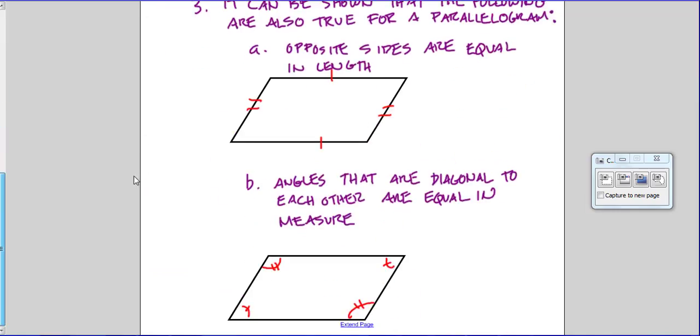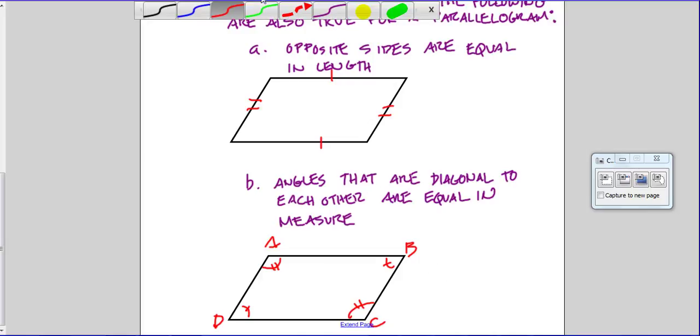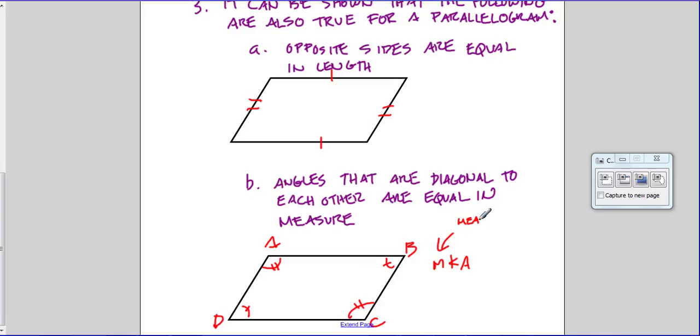let's name this parallelogram A, B, C, D. So the measure of angle A, I use a little m for measure. The measure of angle A equals the measure of angle C, they're diagonal angles, and the measure of angle B equals the measure of angle D. This can be shown using proof.